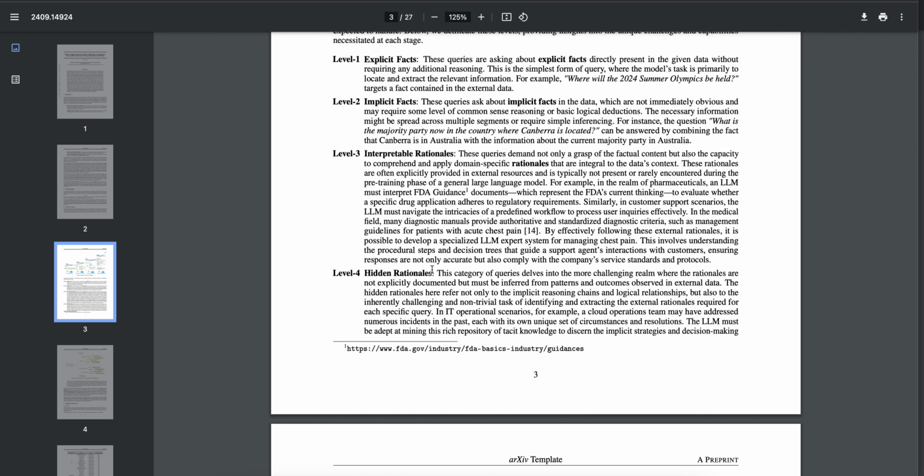The last type is hidden rationales. This is obviously the most challenging category, where it involves not only implicit reasoning chains and logical relationships, but also the inherently challenging and non-trivial task of identifying and extracting the external rationale required for each specific query. They have mentioned a very good example here. Suppose a cloud operation team may have addressed numerous incidents in the past, and now they are going to ask ChatGPT, let's say, I am facing this particular type of issue. How can I resolve it?